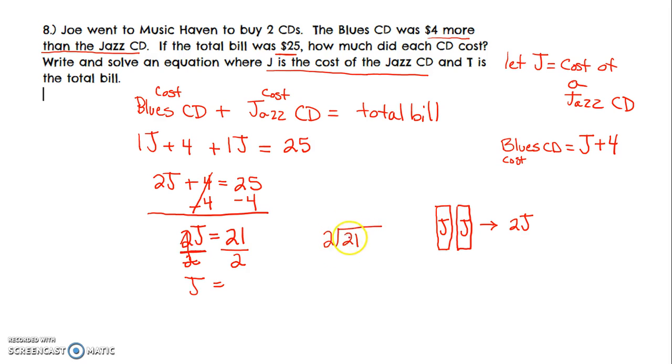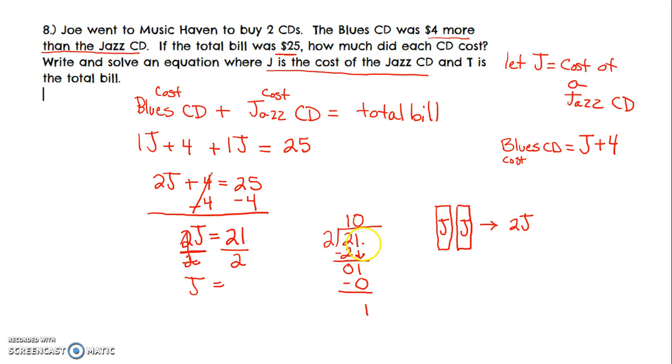So we start here. 2 goes into 2 once. 1 times 2 is 2. Subtract off. 2 minus 2 is 0. Bring down the 1. How many times does 2 go into 1? 2 goes into 1 0 times. 0 times 2 is 0. Subtract off, bring down that 1, and then we're like, I'm going to have a remainder. I don't want a remainder. I want to talk about money.